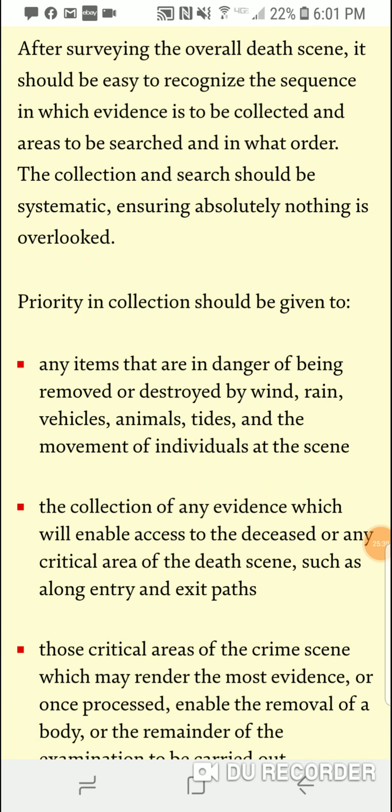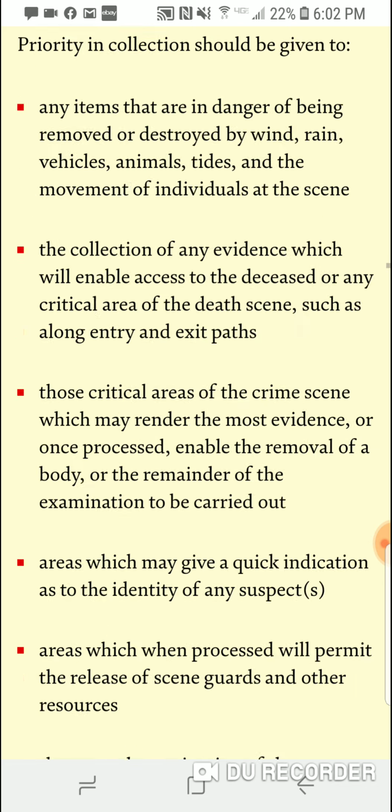After surveying the overall death scene, it should be easy to recognize the sequence in which evidence is to be collected and areas to be searched, and in what order. The collection and search should be systematic, ensuring absolutely nothing is overlooked. Priority in collection should be given to any items that are in danger of being removed or destroyed by wind, rain, vehicles, animals, tides, and the movement of individuals at the scene. The collection of any evidence which will enable access to the deceased or any critical area of the death scene, such as along entry and exit paths.